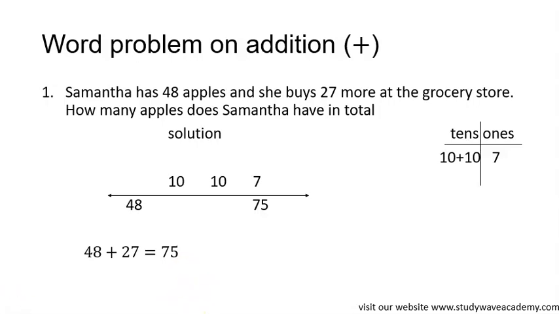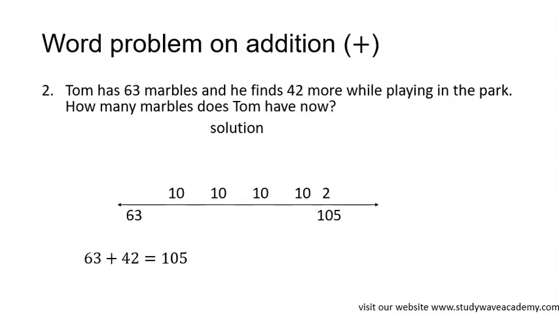Okay, good. So let's look at another example to help us understand better. Tom has 63 marbles and he finds 42 more while playing in the park. How many marbles does Tom have now? He has 63 and he found 42 more while playing in the park. So how many does Tom have now?